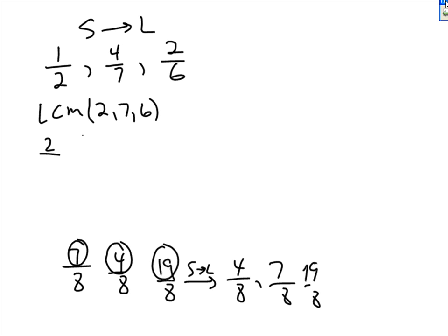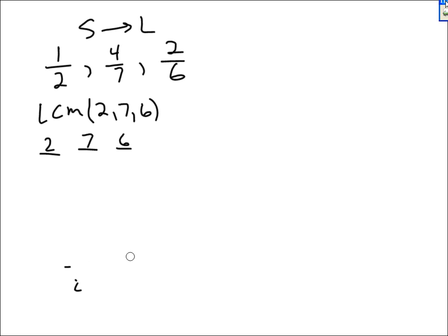The 2 table, the 7 table, and the 6 times table. Now, for a number to be in all three, it has to be on the 7 table and the 6 table, and the 2 table, but it has to be on the 7 and the 6 table. But everything on the 6 table is on the 2 table.